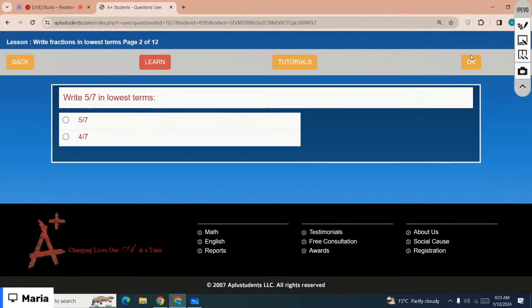Which is the correct option? That is 5 over 7, right? Because you do not have any number that can divide both 5 and 7. So 5 over 7 is already in the lowest terms. The correct option is 5 over 7, because 5 and 7 have no common factor.